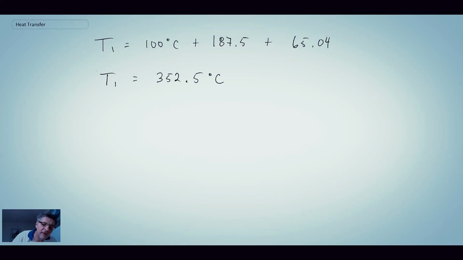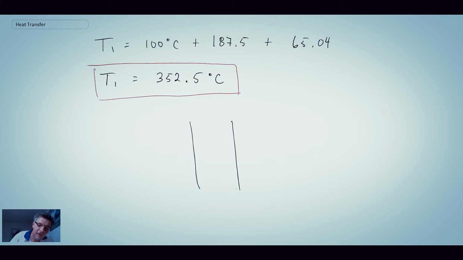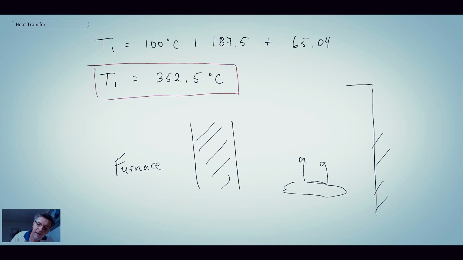Okay, so we get that for our final answer. Temperature is 352.5 degrees Celsius. And so that would be the inner wall temperature of our brick wall. So we have this brick wall, we have our furnace, we have natural convection taking place out here, and then we have some big surroundings where we have radiative heat transfer. But what we've been able to find is that this inner wall temperature is 352.5 degrees C.